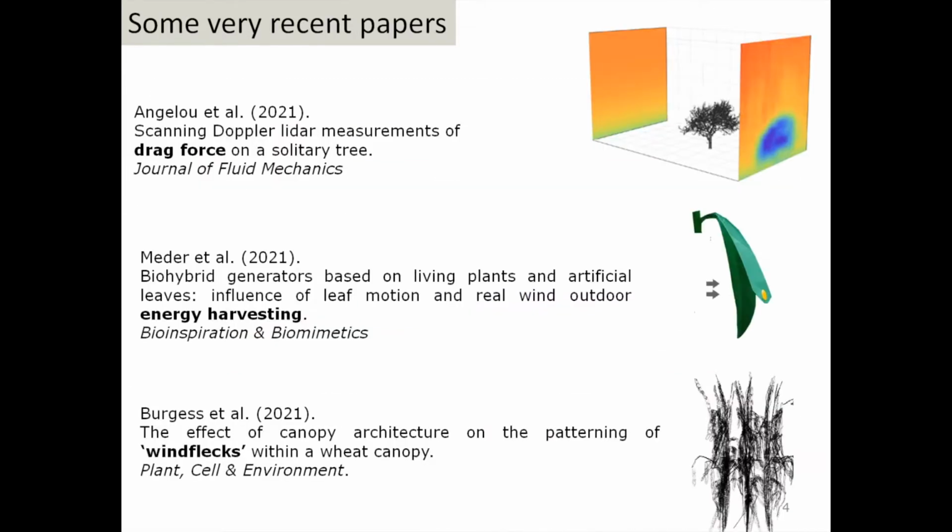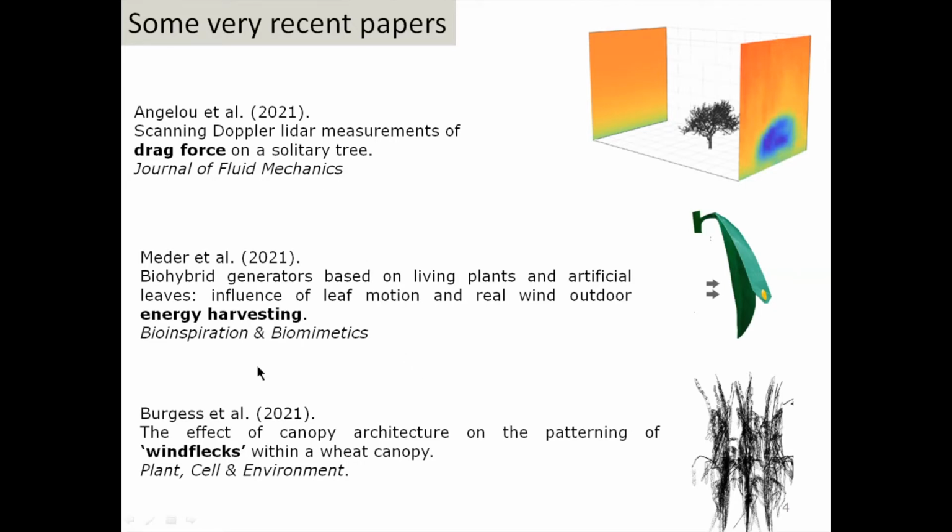So instead of having a systematic review, I just want to pick out some very recent papers on the topic. These are 2021 papers to illustrate what kind of people are interested in this topic and the kind of things they are doing. The first is from the main journal you're familiar with, JFM. There was a paper recently on how to measure the drag force on a tree using measurements in the flow field. That's not an easy task. It's a very interesting paper.